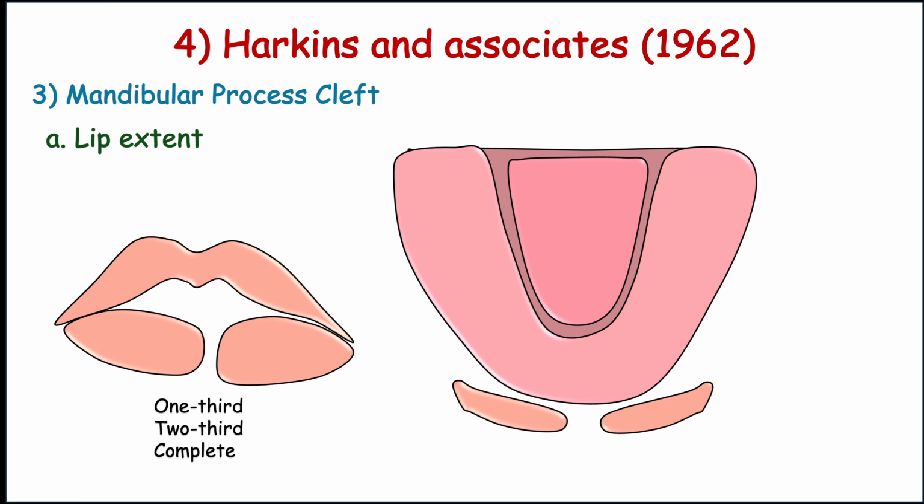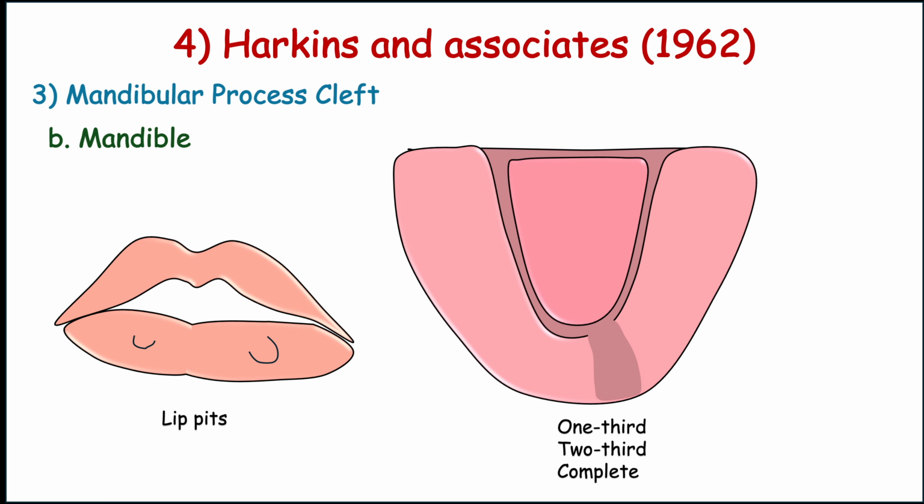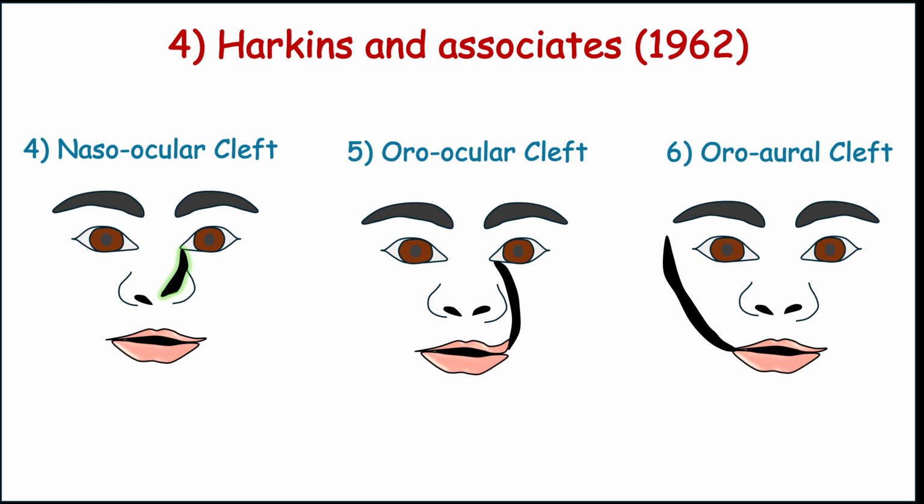The next one is cleft of mandibular process. It starts from lip extent, which can be categorized into 1/3, 2/3 or complete cleft of lip. Then mandible. Here it appears as lip pits and comprises of alveolar cleft in mandible alveolar process, which is subcategorized into 1/3, 2/3 or complete. Fourth one is nasoocular cleft, and fifth one is oroocular cleft, and sixth one is oro-oral cleft.